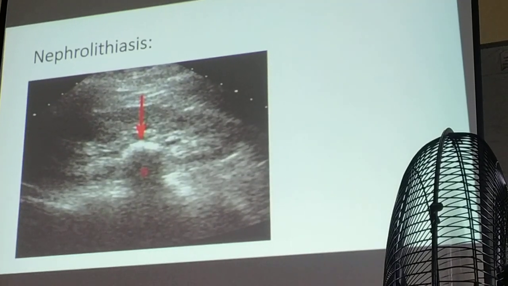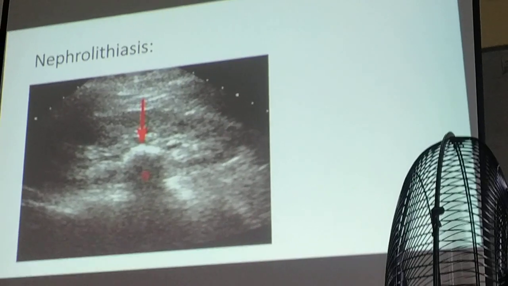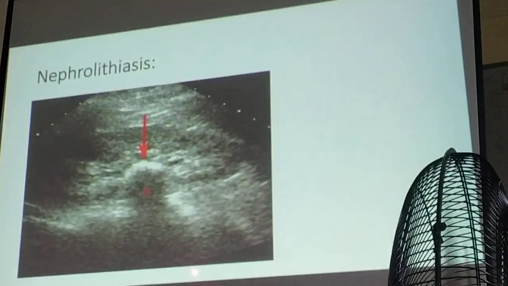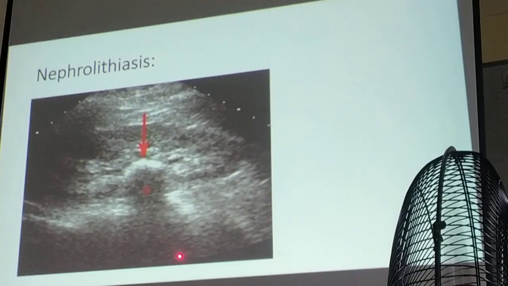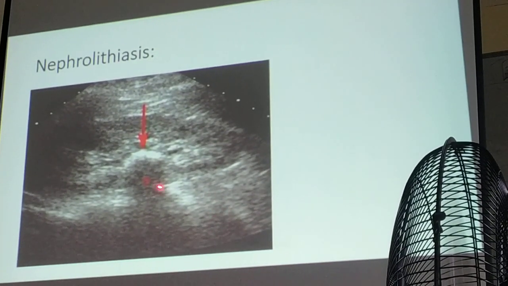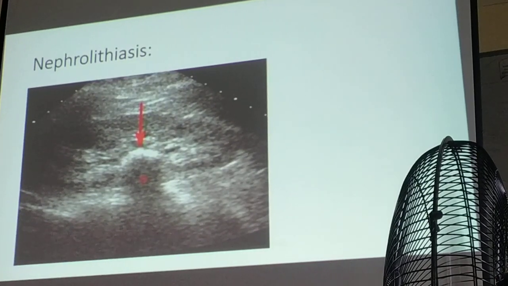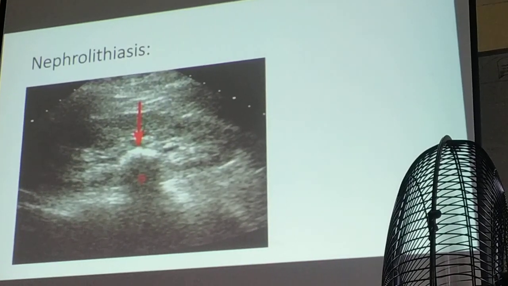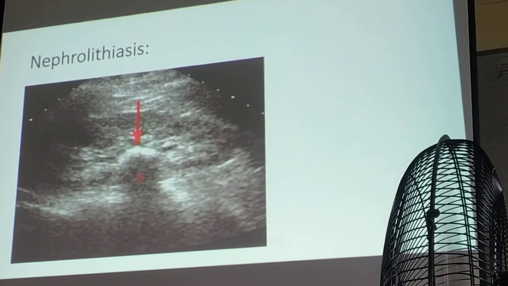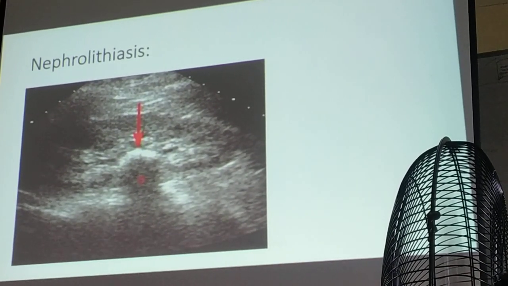And then, as I said, that would be your kidney. And then there will be a posterior shadowing here. So, in the presence of posterior shadowing, you're definitely sure that it is a renal stone. Okay? There's no such thing as renal polyp.